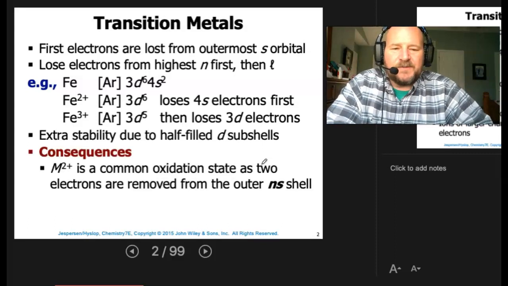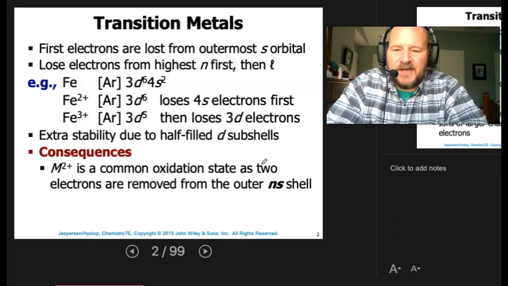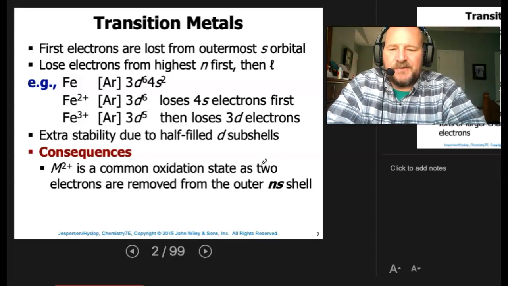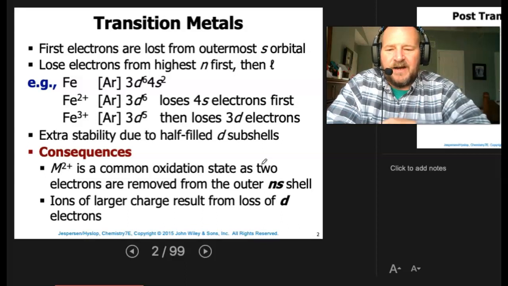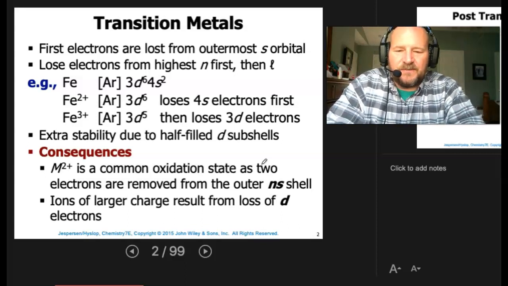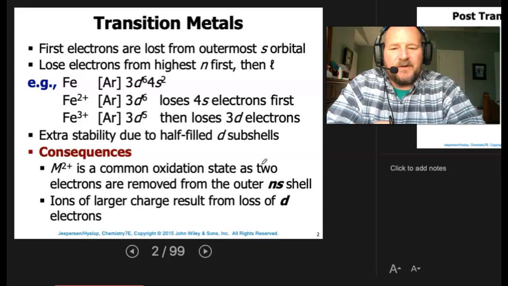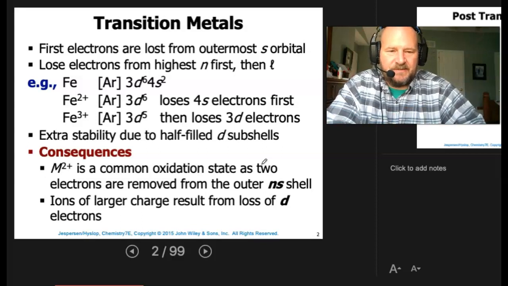Now, what are some consequences? An M2+ is a common oxidation state as 2 electrons are removed from the outer ns shell, right? Ions of larger charge result from loss of d electrons. So the first two are going to come from that s, the 4s in this case, and then we're going to start to lose electrons from the d.